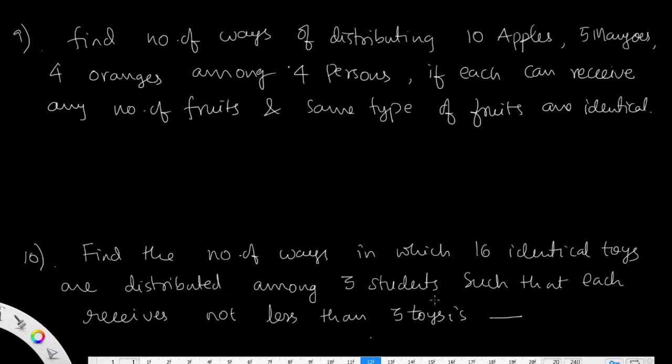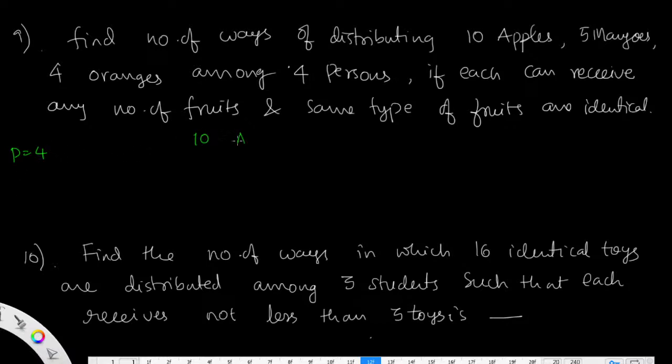Okay, find the number of ways of distributing 10 apples, 5 mangoes, 4 oranges among 4 persons if each can receive any number of fruits and same type of fruits are identical. Question number 10. Find the number of ways in which 16 identical things are distributed among 3 students such that each receives not less than 3 toys is dash. Here how many persons are? P equal to what? 4.